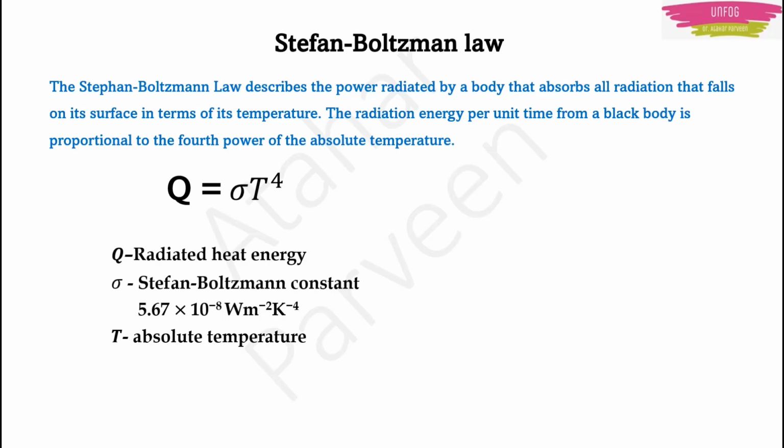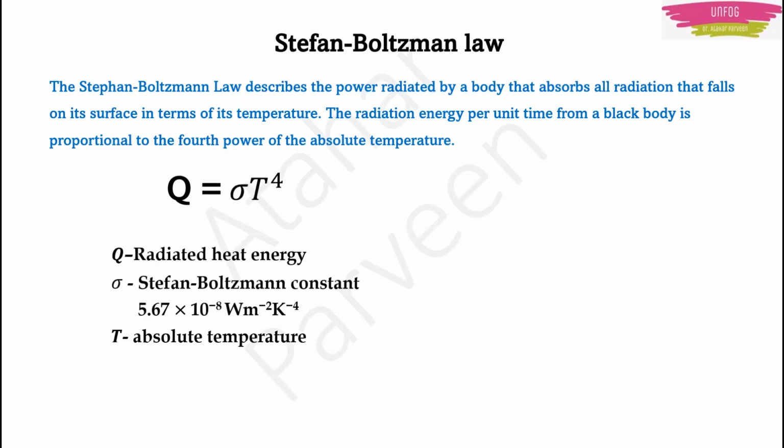The Stefan-Boltzmann law describes the power radiated by a body that absorbs all radiation that falls on its surface. This power radiated is in terms of its temperature. In other words, the radiation energy per unit time from a black body is proportional to the fourth power of the absolute temperature. The heat radiated is Q, right? Q is proportional to T to the power 4. You remove this proportionality symbol and add a proportionality constant, known as the Stefan-Boltzmann constant, written as sigma. So Q will become sigma into T raised to 4.